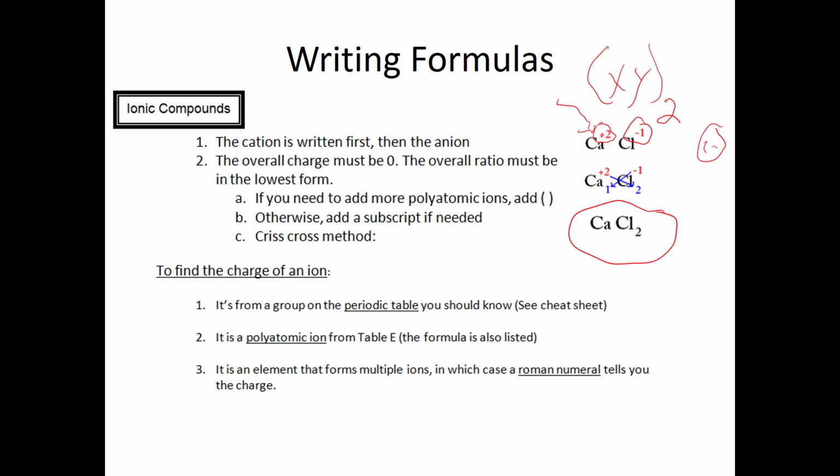So we have Ca2+ and we have Cl with a 1-. And what you're going to do is take the charge of your anion and make it the quantity of your cation. And vice versa, you're going to take the charge of your cation and make that the quantity of your anion. So when you look at this, you can now see that CaCl2 is your neutral compound.